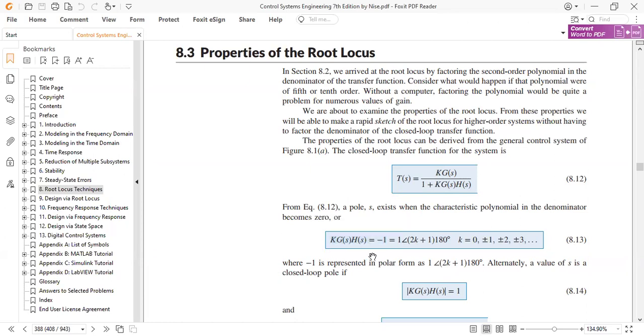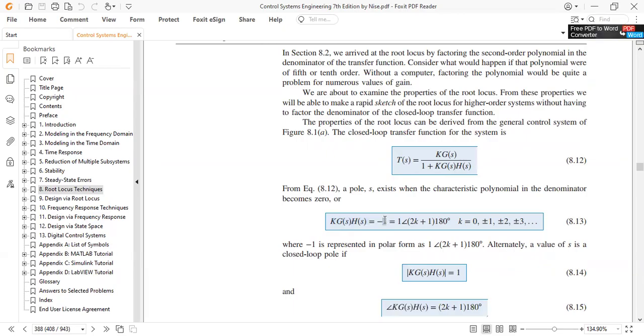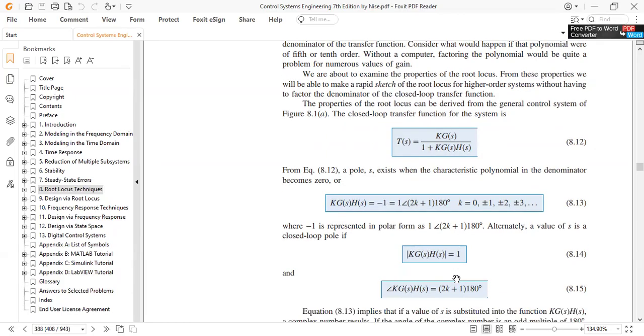This tells us that the magnitude is equal to 1, and the phasor that is associated with Kg of S H of S is going to be equal to 180 degrees or the odd multiples of it. So in order to prove any point to be a pole of Kg of S divided by 1 plus Kg of S H of S, that point has to satisfy two conditions. And these two conditions are the magnitude at that point should be equal to 1, and the phasor angle at that point should be equal to 180 degrees or odd multiple of it.